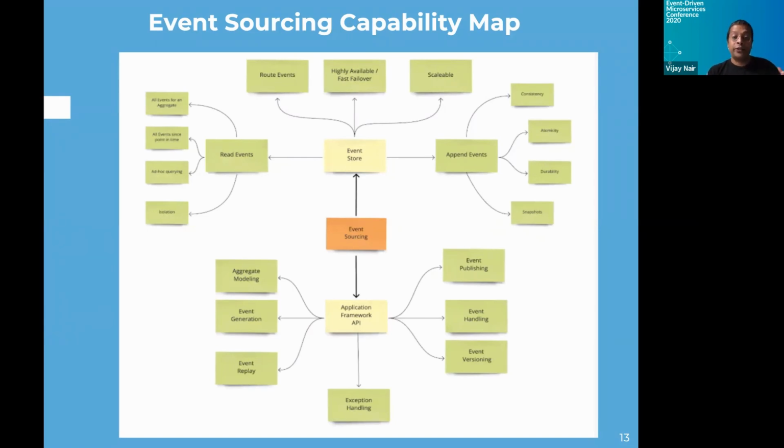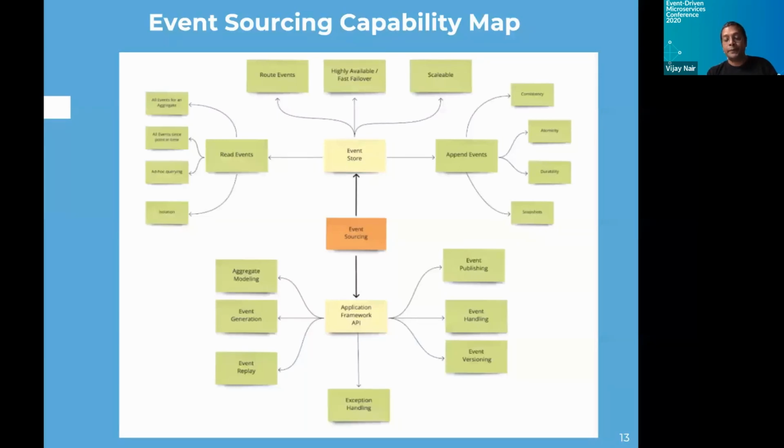The event store also needs to provide the capability to be extremely highly available. It's like any other piece of your infrastructure. You wouldn't want your main database, which stores the events, to go down. So you need to make it highly available, with the capability to fail over fast, and extremely scalable.